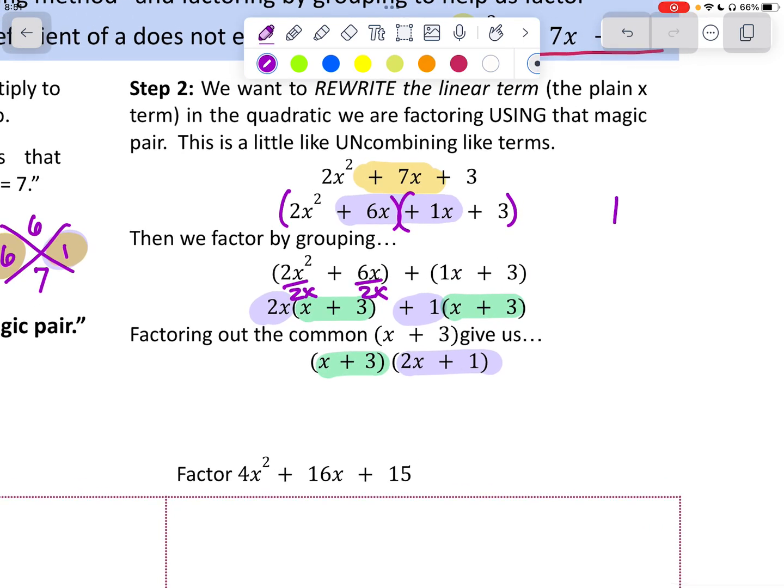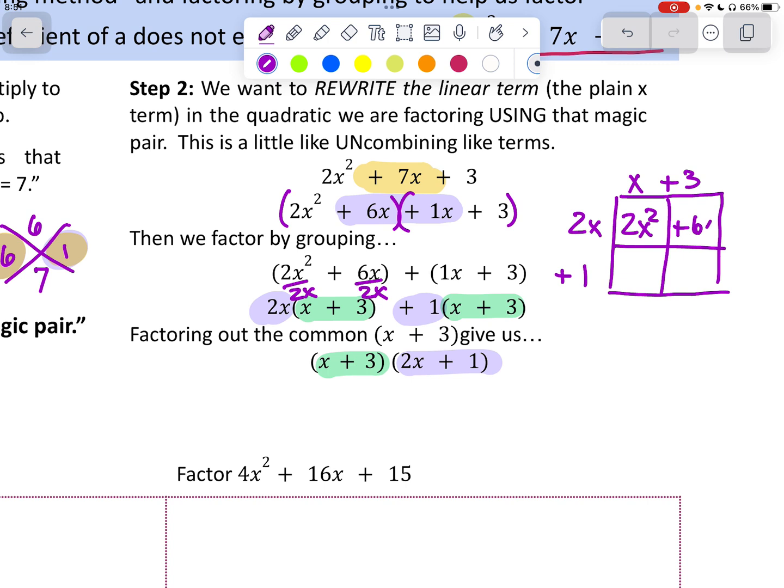Now remember, what we're doing is reverse multiplying. So if we take x plus 3 and 2x plus 1 and multiply those together, 2x squared plus 6x plus 1x plus 3, we get 2x squared plus 7x plus 3. The whole point of what we're doing is to take this and break it down into its two factored components.